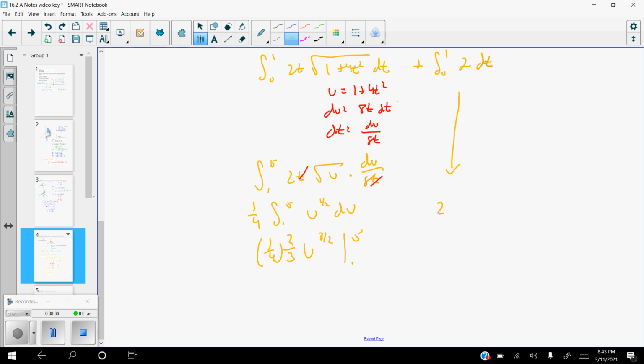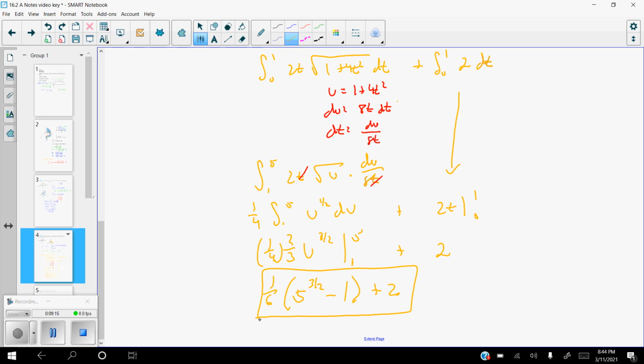This one, the antiderivative is 2t from 0 to 1. Plugging in a 1, you get 2. Plugging in a 0, you get nothing. So we're going to add 2 to whatever our result is from this other one over here. Simplifying the coefficients, that's going to give us 2 over 12 or 1/6. And then we're going to get 5 to the 3/2 power minus 1 to the 3/2 power, which is 1, plus 2. It's not a very pretty answer, but that is the evaluation of the line integral.